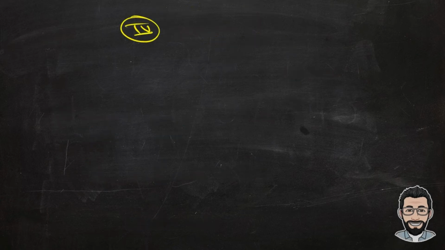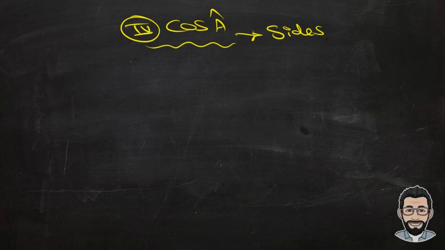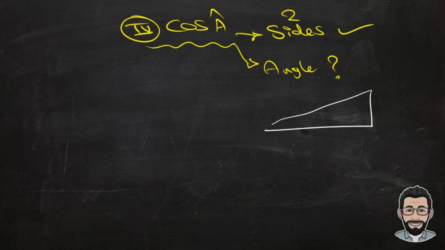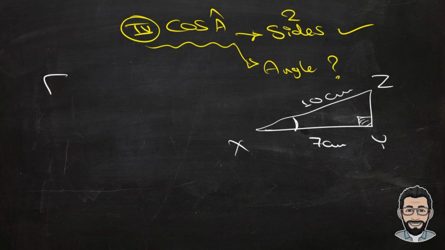The fourth idea of cosine angle A is that I'm going to give you two sides, and now I'm asking you to find the angle. For example, you have here a triangle, XYZ, and its right angle at Y. And I give you these sides, 7 centimeter and here 10 centimeter. And the question is find angle X.